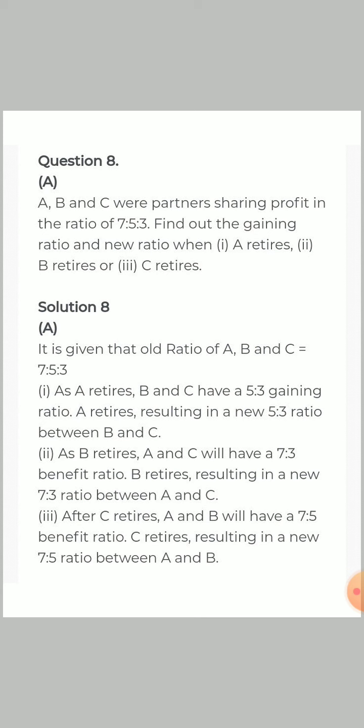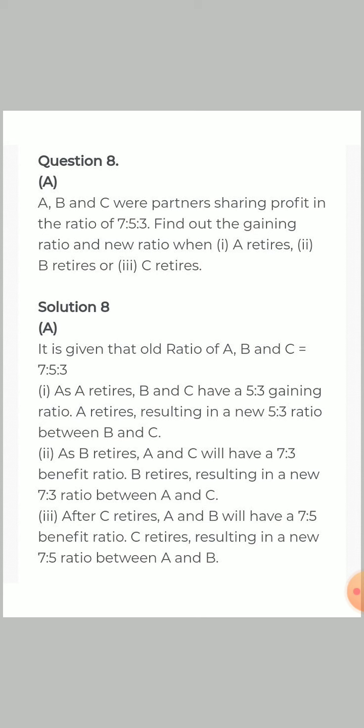And if B retires, then the ratio between A and C will be 7:3. That will be the gaining as well as their new ratio. And if C retires, the ratio between A and B will be 7:5 and it will be their gaining ratio as well. So if a partner is retiring and no such information is given, then the remaining ratio, after striking out his share, will be their new ratio as well as their gaining ratio.